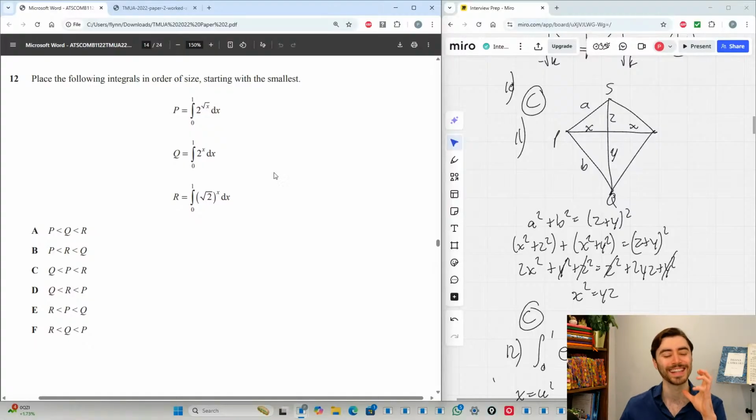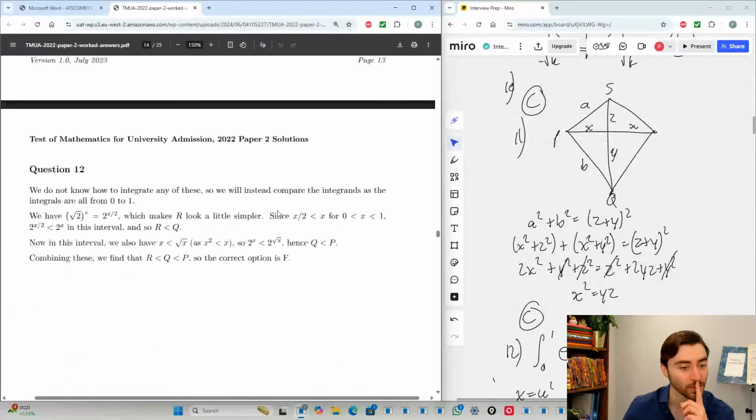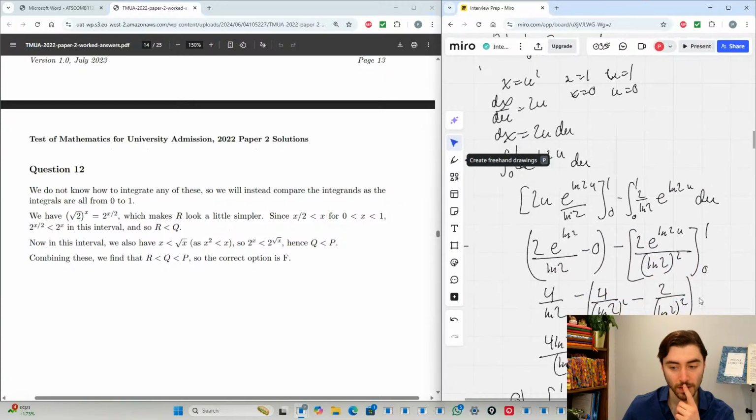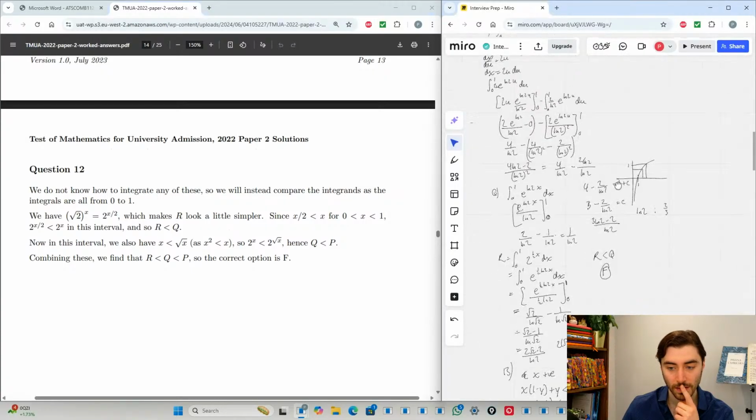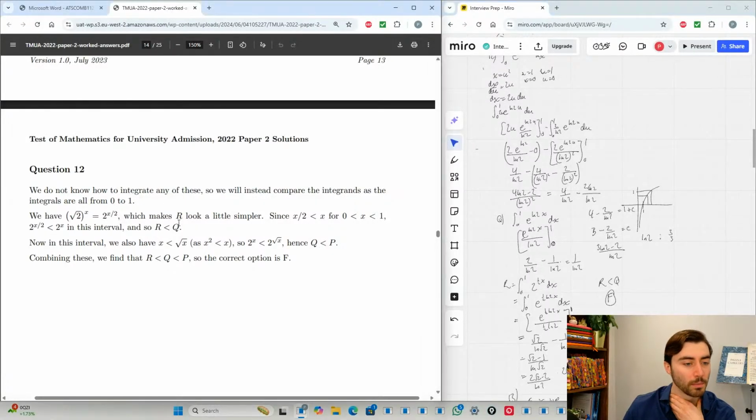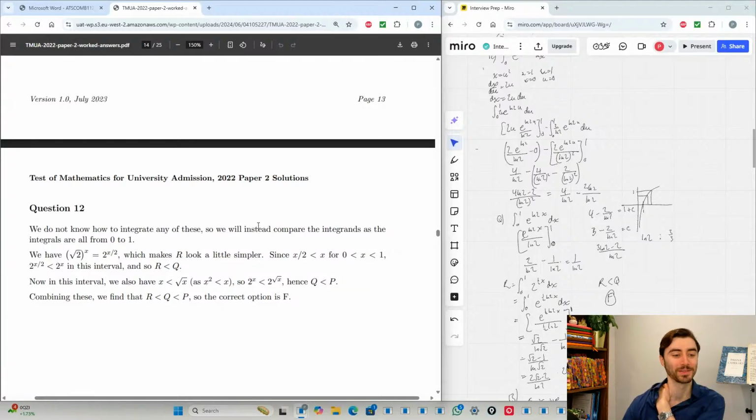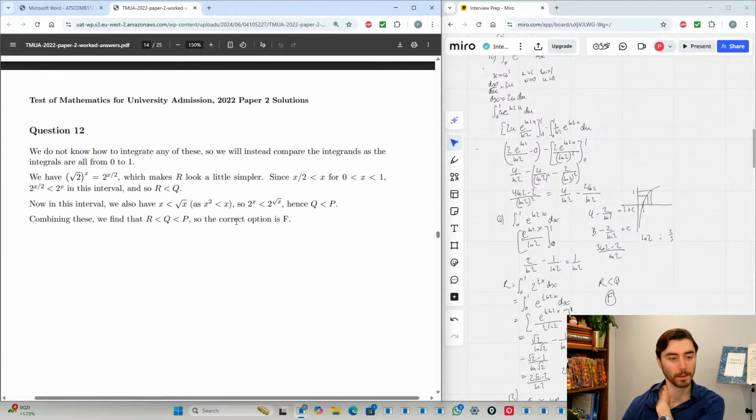I did not like 12. I'm really curious to see what their fun way of doing that one was. 12. What did I settle on in the end? F. Oh, thank God. But how was I supposed to have done this? We do not know how to integrate any of these. Speak for yourself. Let's compare the integrands as integrals. Oh, okay. So how should I have done this?